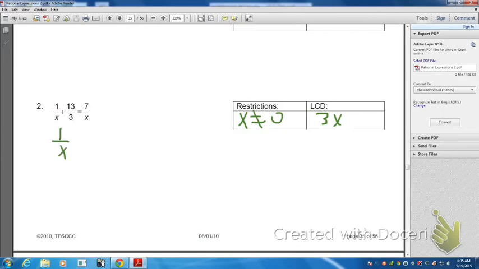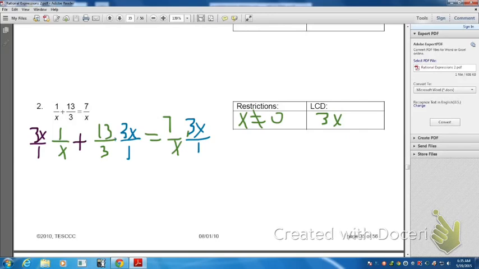So the 1 over x times the 3x, you may want to put these over 1 so you know what you're doing, plus our next one, 13 over 3 times that 3x, again, if you want to put that over 1, equals the 7 over x times, again, the common denominator of 3x. And you may put it over 1 if you like. Let's go back and cancel out.